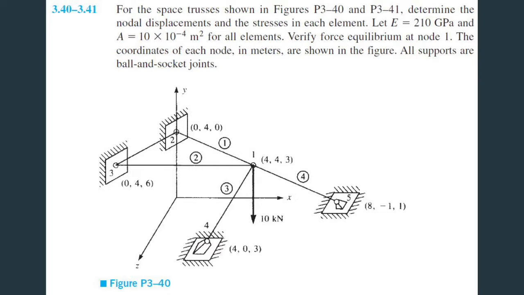All supports are ball and socket, so that means nodes 2, 3, 4, and 5 are fixed in the XYZ direction, so they're going to save us a lot of time in that sense. But you know what, let's go ahead and get started.